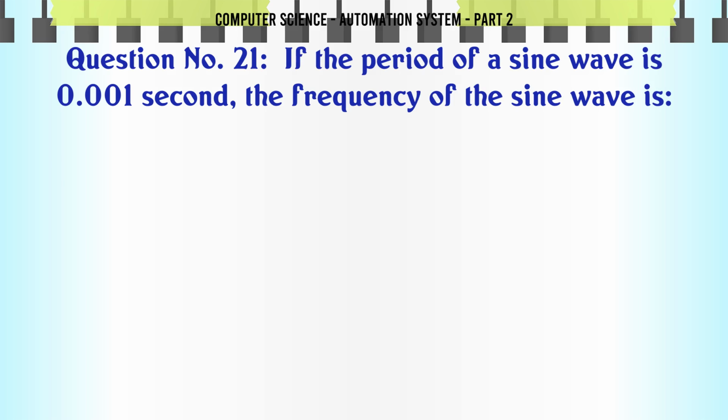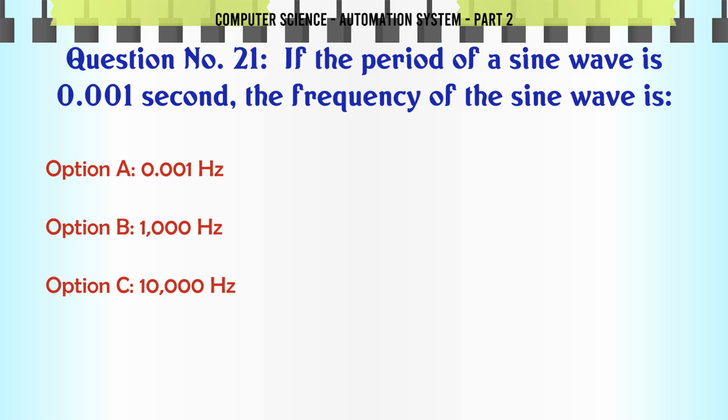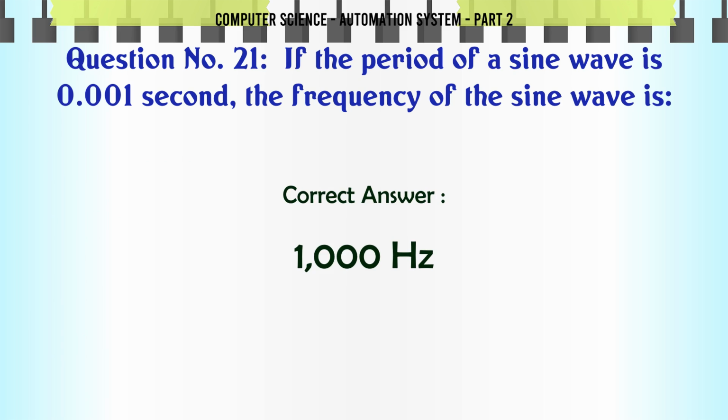If the period of a sine wave is 0.001 second, the frequency of the sine wave is A. 0.001 Hz, B. 1,000 Hz, C. 10,000 Hz, D. 10 Hz. The correct answer is 1,000 Hz.